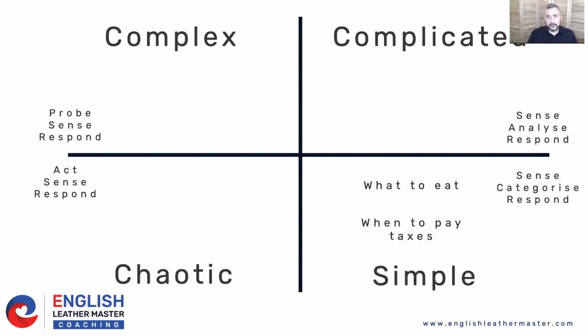Now, lots of us do lots of things in the simple world. What to eat, when to pay our taxes. That's really simple. You can work that out for yourself. That's easy. If you're in the chaotic world, good luck to you. There are people who thrive on chaos, but there are few and far between. Disaster response. What you do if you're in your company, if there's a stock market crash, massive issues.